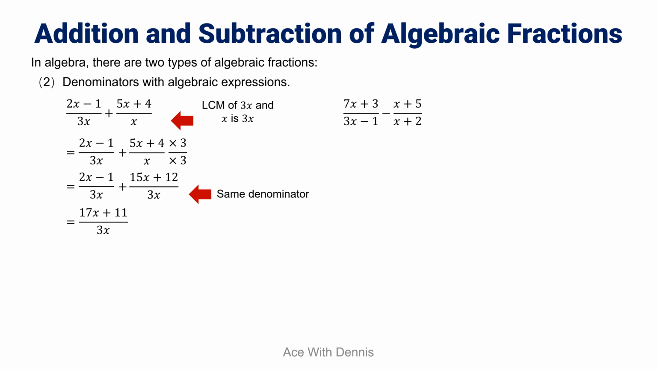Here's a second example with denominators with algebraic expressions. We have 7x plus 3 over 3x minus 1 minus x plus 5 over x plus 2.